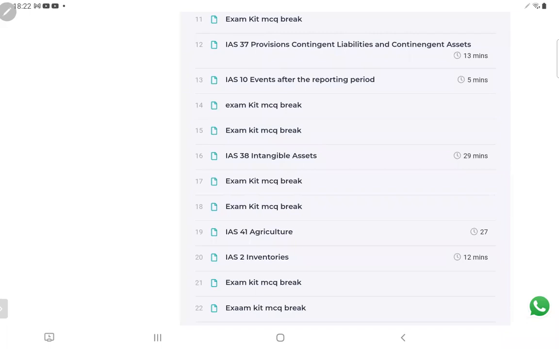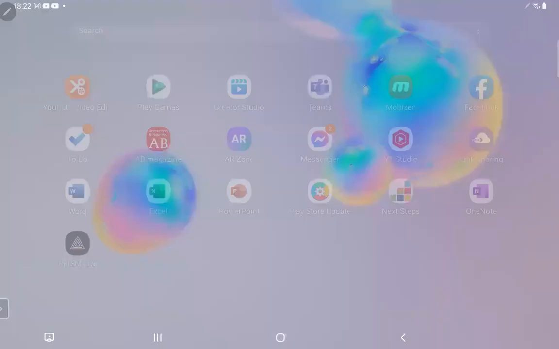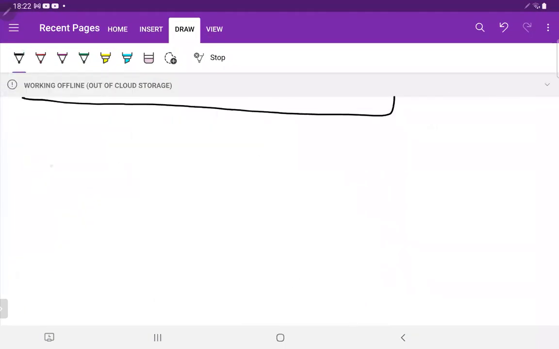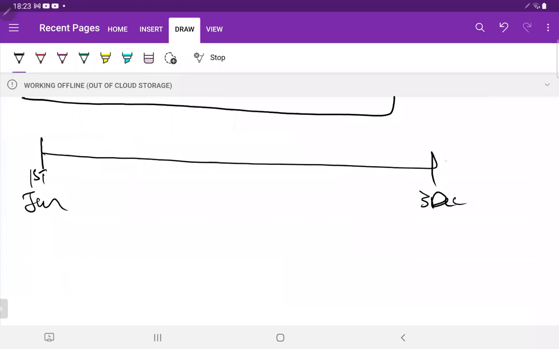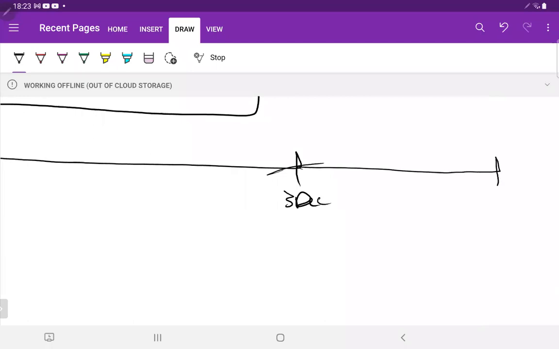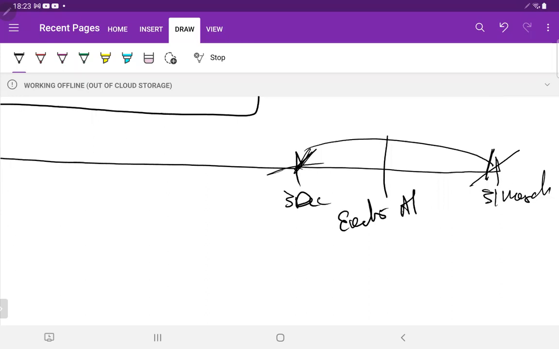Then we will have IAS 10, events after the reporting period. What are the events after the reporting period? Let me explain over here. Suppose your accounting period is from 1st January to 31st December. You may know that from 31st December, for the next 3 months until 31st March, is the time when auditors come into your firm. They will audit your financial statements till 31st March, and after that they will issue their audit report. So the events which occur after 31st December, but before 31st March, are known as events after the reporting period, right? We have two sorts of events after the reporting period, that is adjusting events and non-adjusting events. All the detail you will learn in this standard.